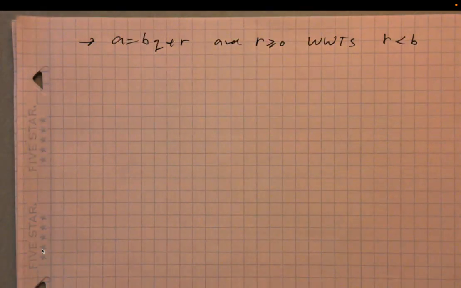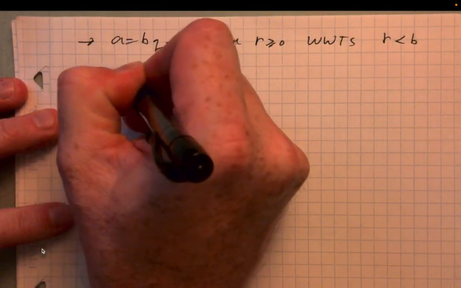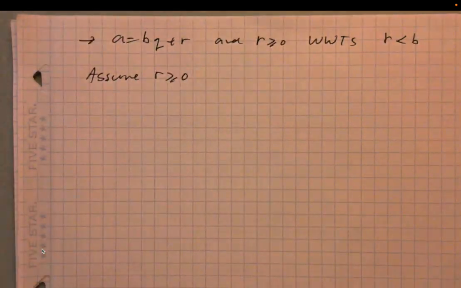If we've done that, then we've shown that for this arbitrary integer A and this arbitrary divisor B, there exists this Q and R. We haven't shown uniqueness, but we'll have shown existence if we can show that R is less than B. Okay, so let's assume that R is greater than or equal to B.